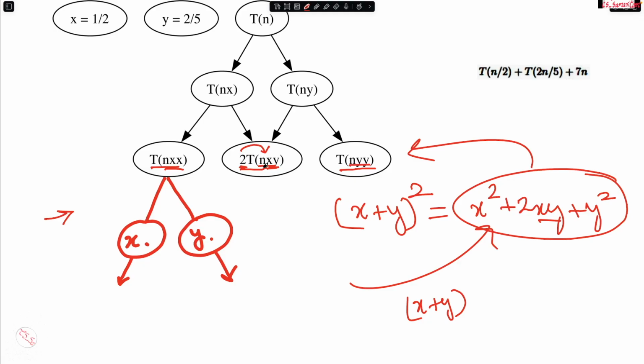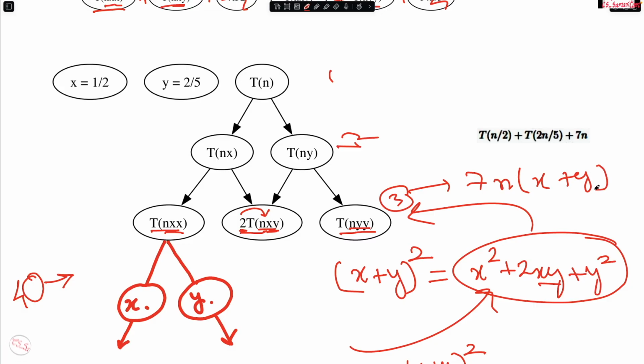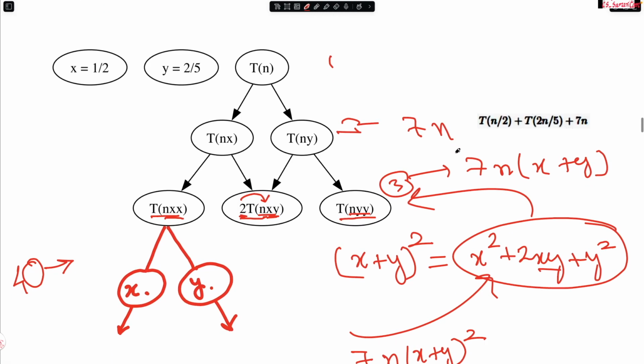This n part is common in all, so we take n over here, and then 7 over here. This is 7n square. Likewise over here, it is for the non-recursive. This is the non-recursive part at that. This is the first level, second level, third level, fourth level. The fourth level. At the third level, the non-recursive part is going to be 7n times x plus y. Likewise, over here it is going to be 7n. Right? This kind of pattern is basically happening.